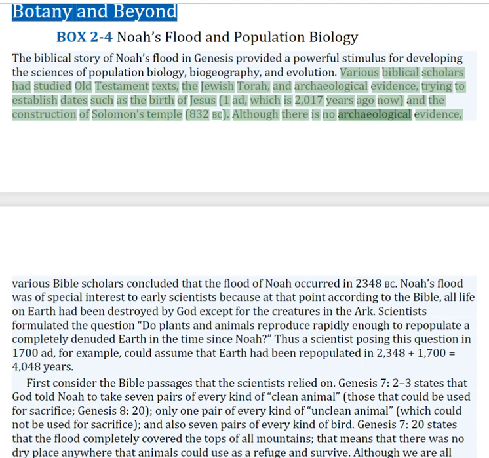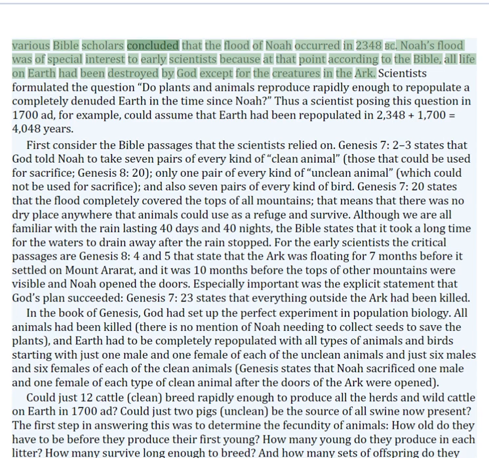Although there is no archaeological evidence, various Bible scholars concluded that the flood of Noah occurred in 2348 BC. Noah's flood was of special interest to early scientists because at that point, according to the Bible, all life on earth had been destroyed by God except for the creatures in the ark.